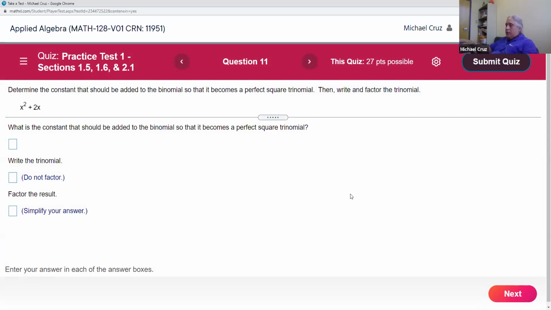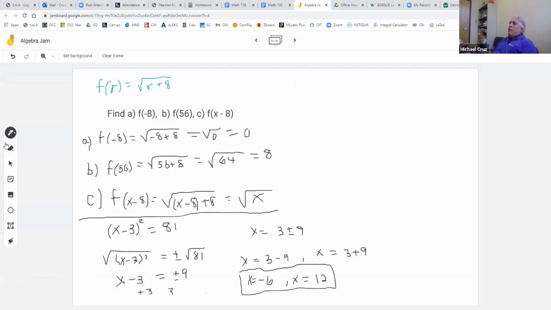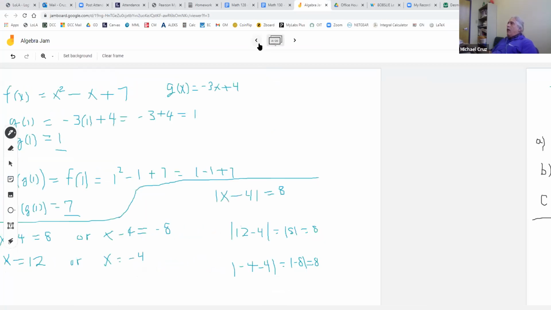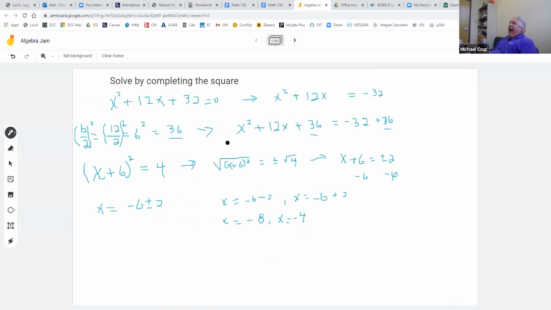All right, so back to completing the square. I think it was our first day that we talked about completing the square. Let's go back to our board. This was the problem that I did for you. So we're going to go ahead and use it.